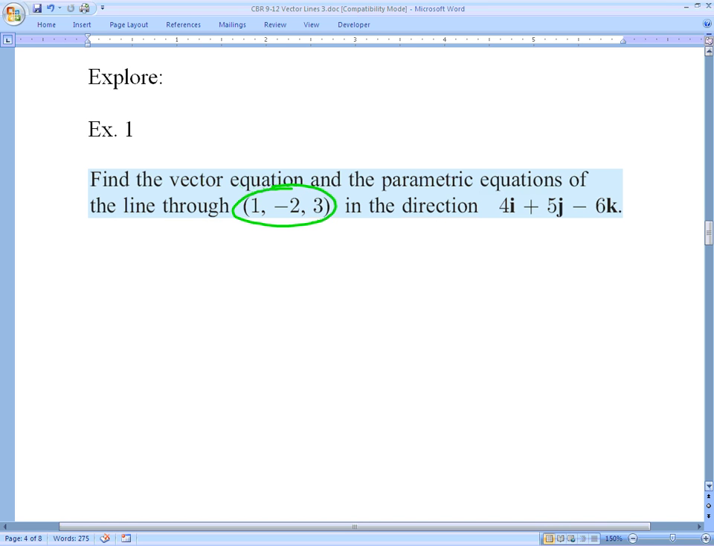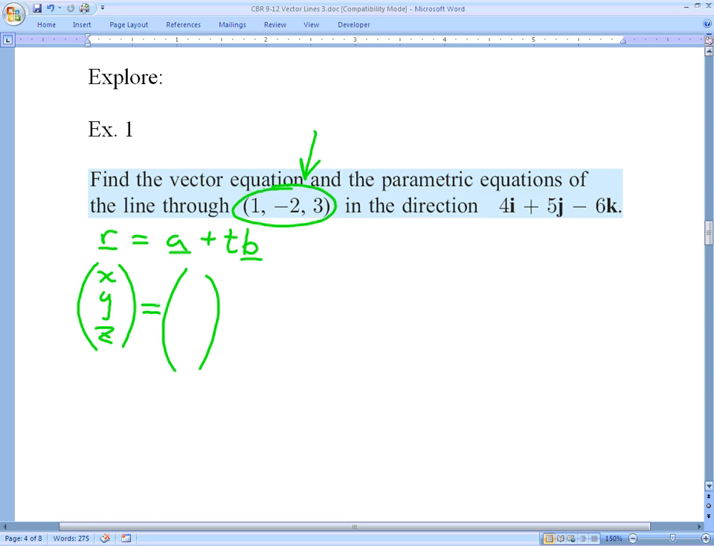I'm probably going to write my answer both ways. To start with, we are going to use the form r equals a plus t times b, or b times t. Again, r is our variable or final resting position vector, so we can call that x, y, and z. Then we have our starting position. Well, they gave us a point, so we're going to use that as our starting position.